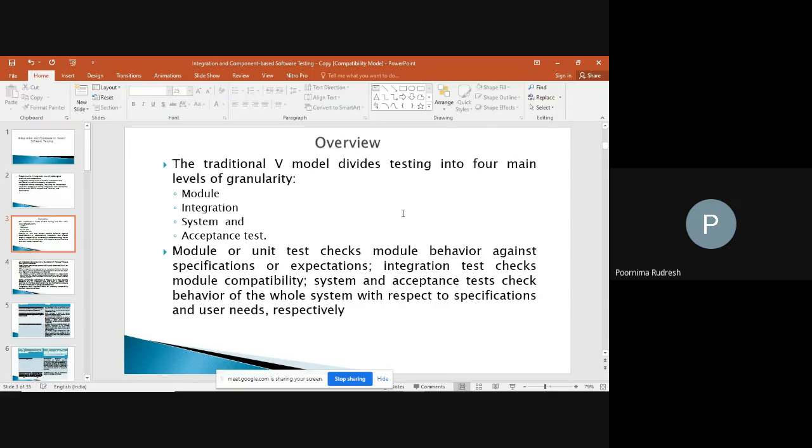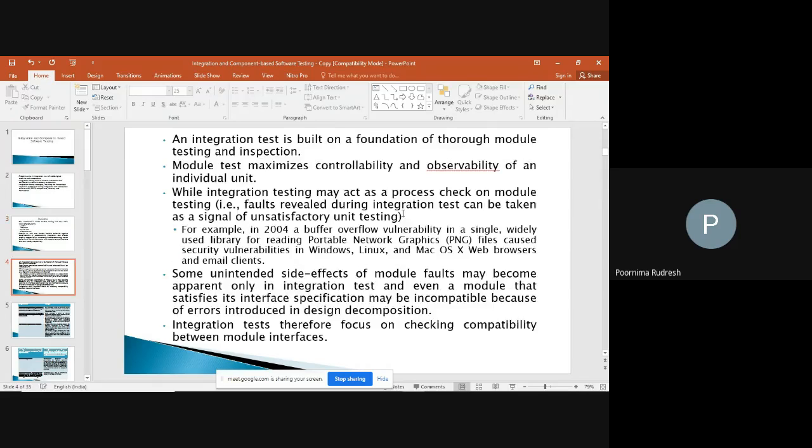The module test is also called the unit test. It checks the module behavior against the given specifications or expectations. Next, the integration test again checks the compatibility of the modules, whereas the system and acceptance tests check the behavior of the whole system with respect to the specifications and user needs. Okay, so these are the four different types of testing.